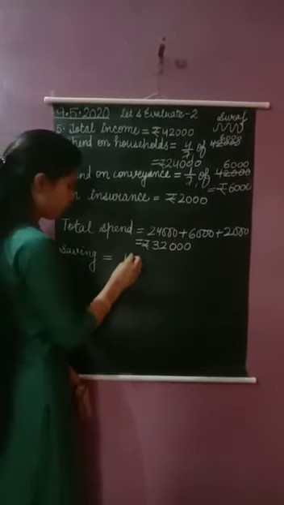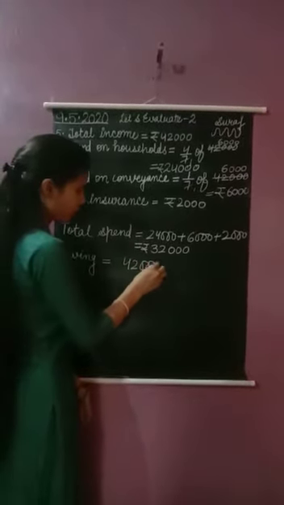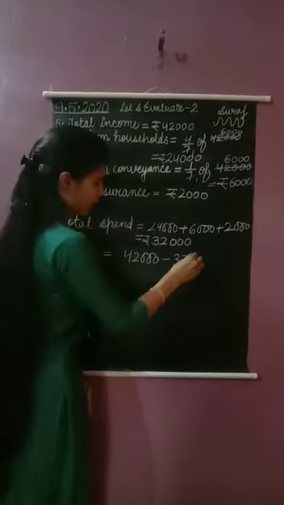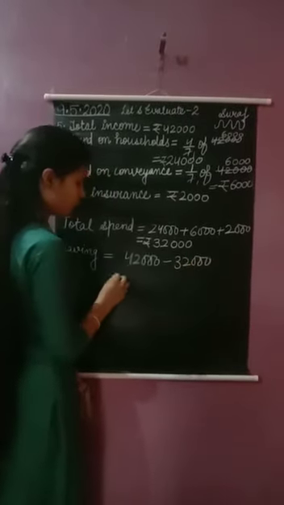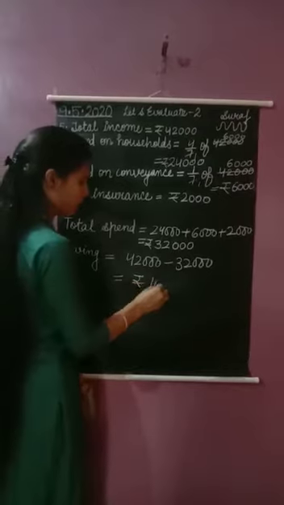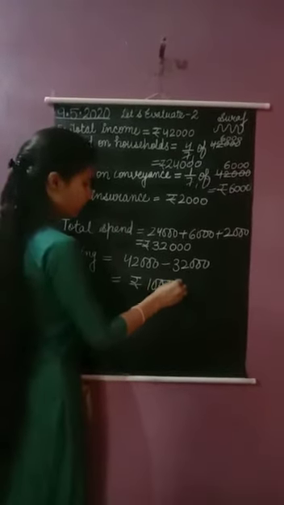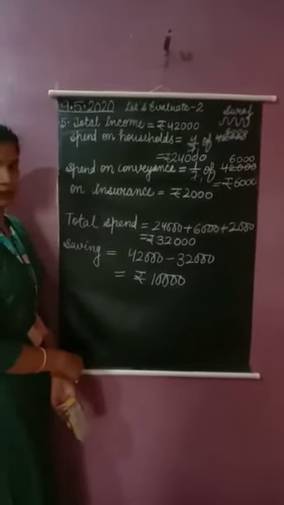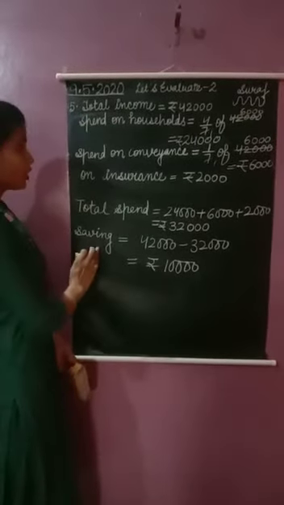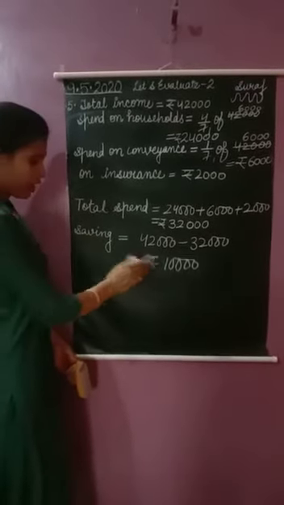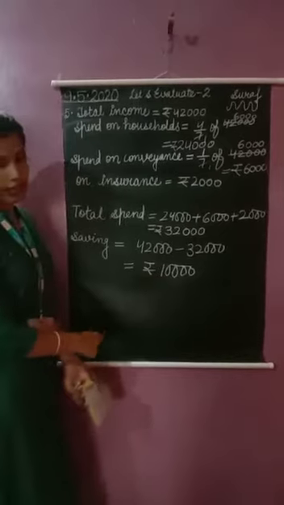So in total we subtract the spending money and we will get 10,000 rupees. Okay, this is your monthly saving, that in 1 month he saved 10,000 rupees.